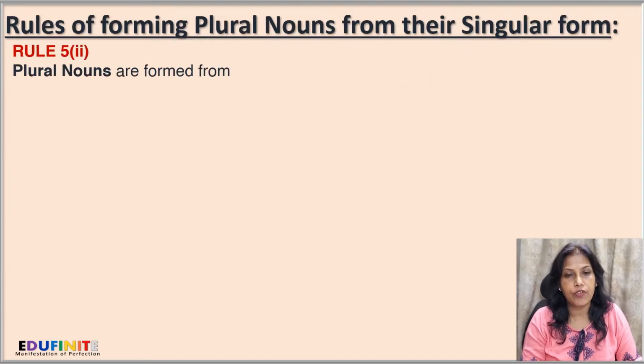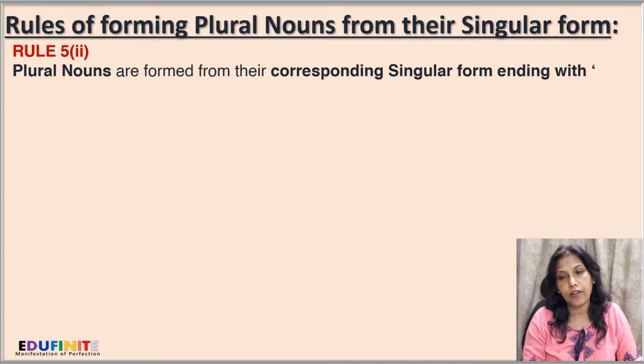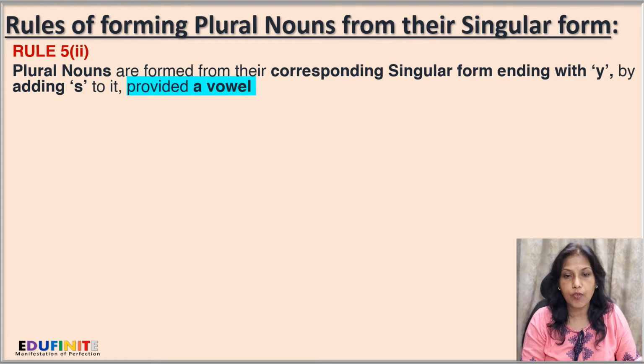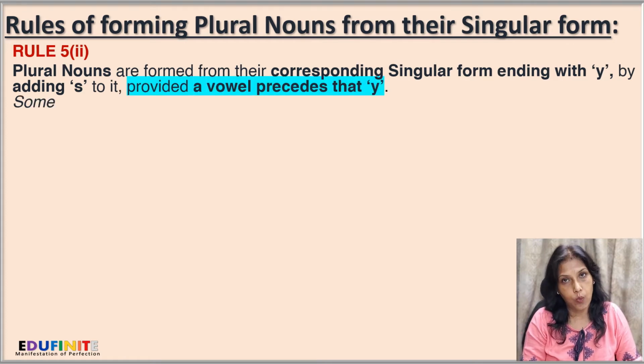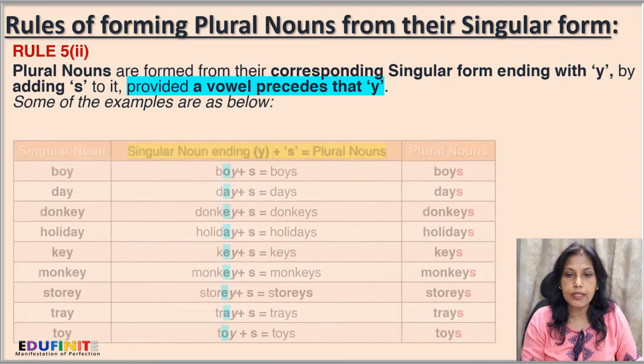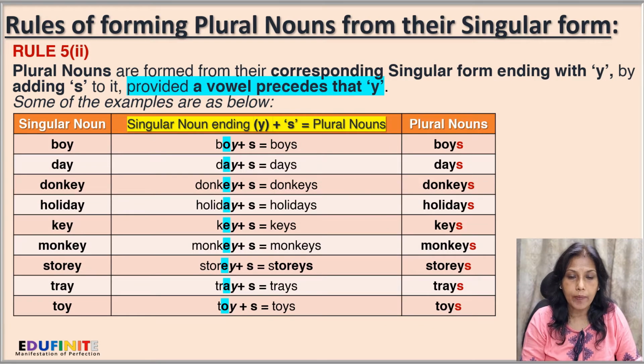Next, Rule 5.2. Plural nouns are formed from their corresponding singular nouns ending with Y by adding S to it, provided a vowel precedes that Y. Some of the examples are as below. Boy. Here boy ends with Y, but before Y, there is the vowel O. So we'll just add S after it and make it plural boys. Similarly, day has the Y. Before the Y, there is A, which is a vowel. So day in plural form will become days.